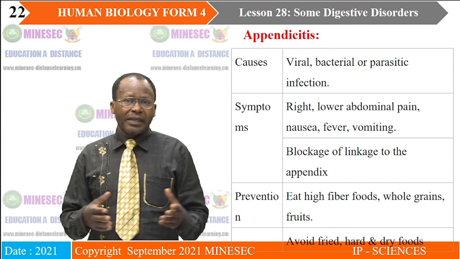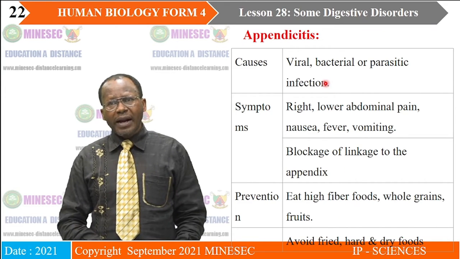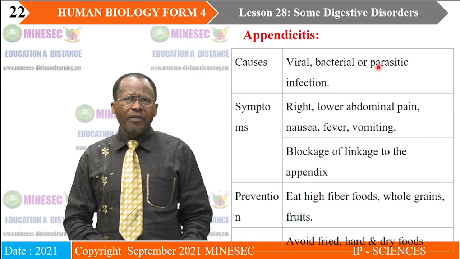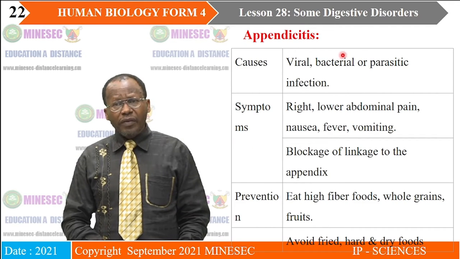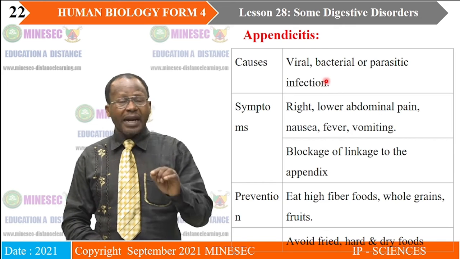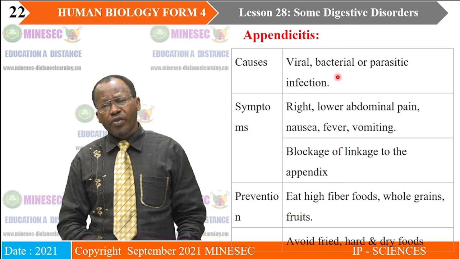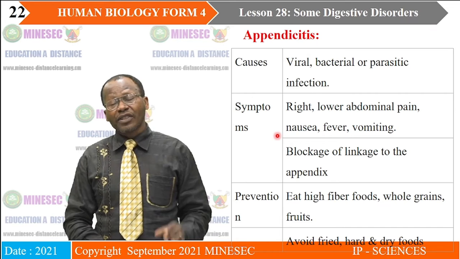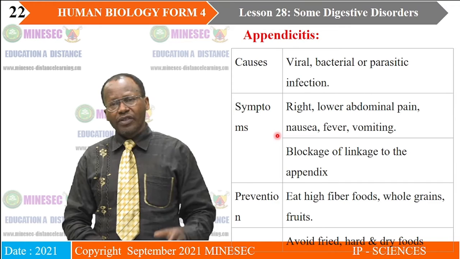How is it caused? What causes it? How does it come about? It results from a viral infection, or it can be a bacterial infection, or even a parasite that has gained access into the body. But one of the things that is closely associated, but not yet proven to be directly associated, is the consumption of dry foods. When you consume a lot of dry foods and drink less water, there's the tendency that some of it may accumulate at the appendix. And with time, it can lead to appendicitis.